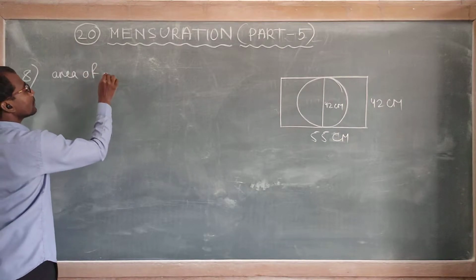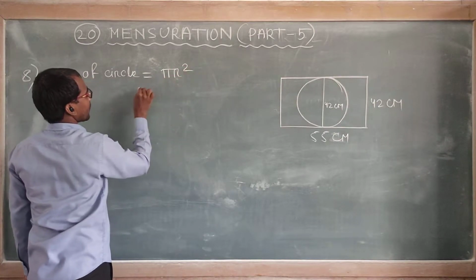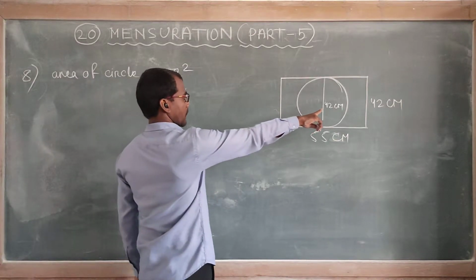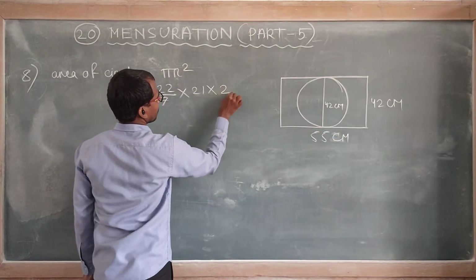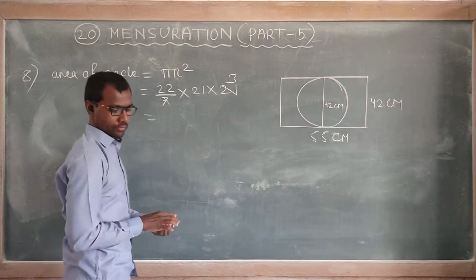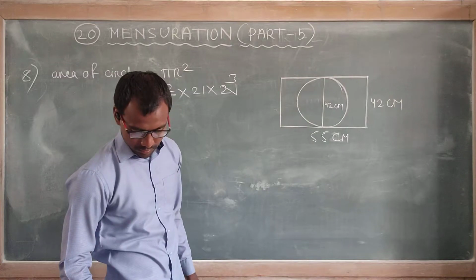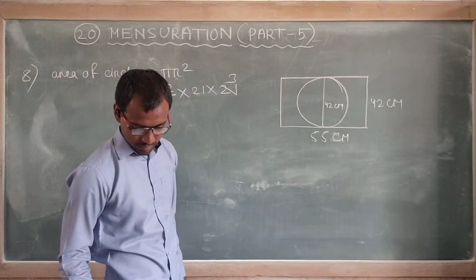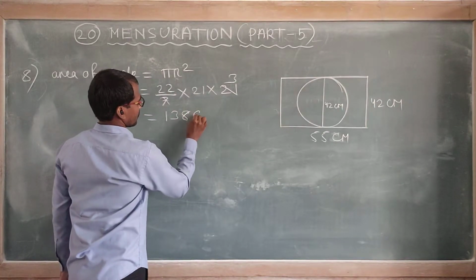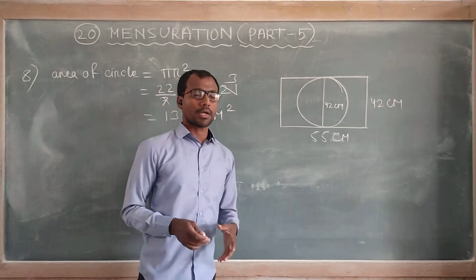Area of circle is equal to pi r square, 22 by 7. Diameter is 42, so radius will be 21. 21 into 21. So the answer is 1386. So this is the area of the circle that is cut out of this rectangular cardboard.